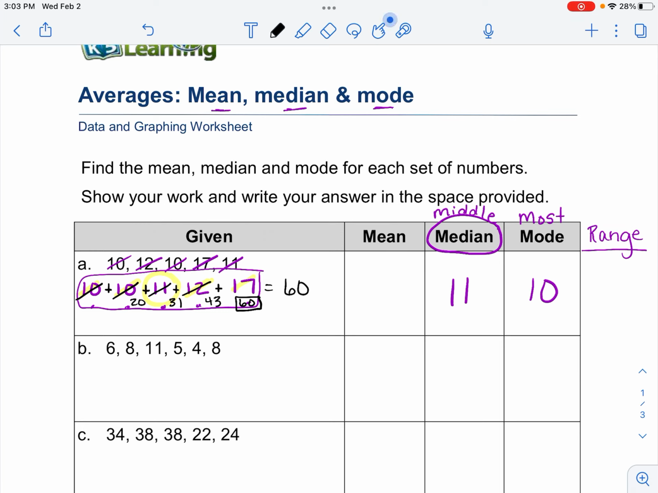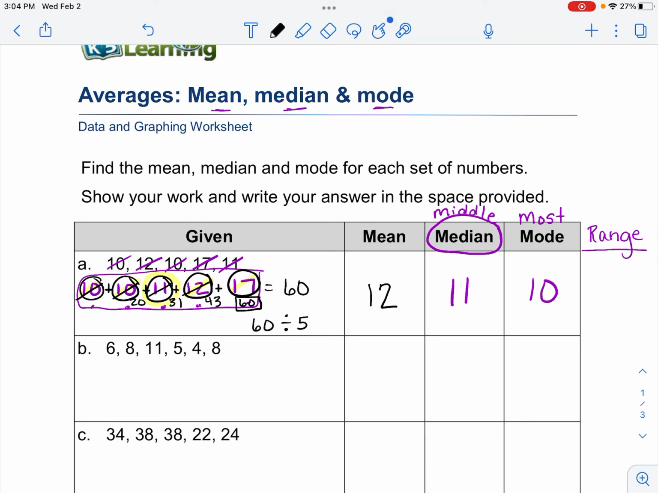Now, if 60 is what you put as your answer, look how off that would be. Could you say your average score on that assignment was a 60? No. So what you do is you take 60 and you divide it by the number of items in your data set: 1, 2, 3, 4, 5. So you divide 60 by 5, which is 12. Doesn't it seem right that if you had a 10, an 11, a 12, and a 17, that your average score would be about a 12?